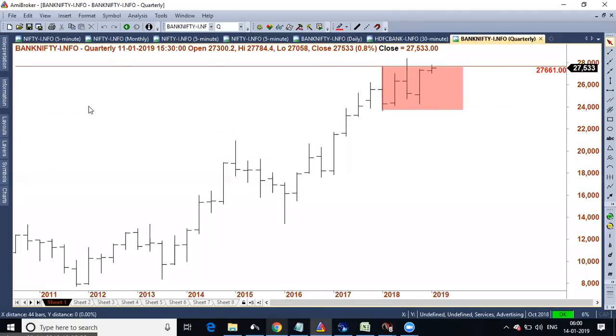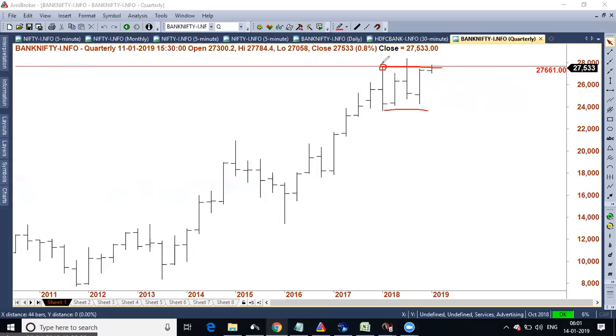So one should be watching out for 27,661. We are trading at the edge of that balance, which is a crucial one. At least Nifty has some room to move, whereas Bank Nifty is trading very close to the all-time high, and also very close to the quarter level. This is the quarter level over here. The range is established over here, and price is still trading in this band.